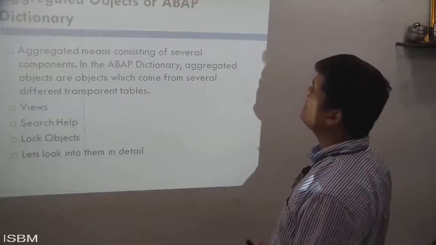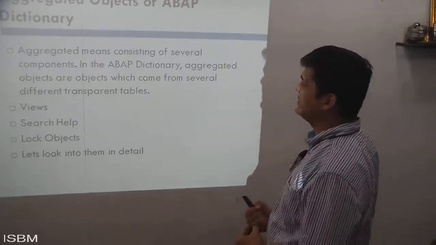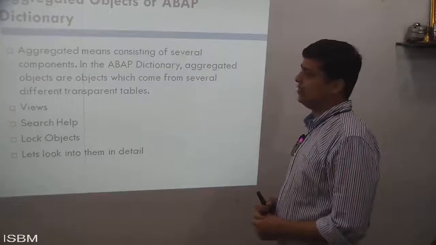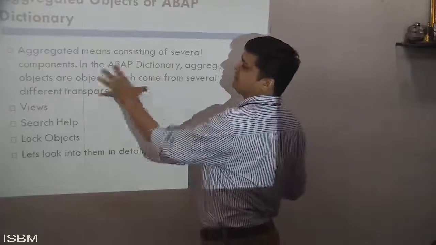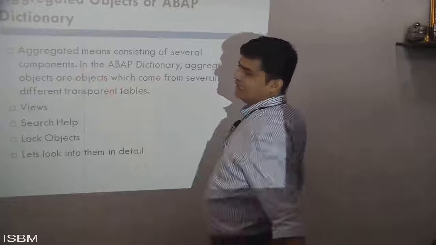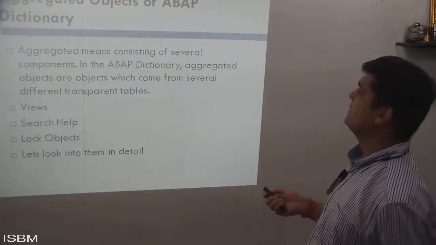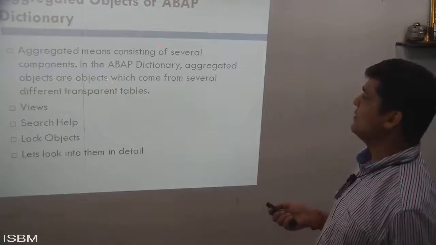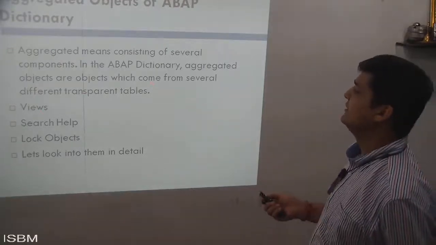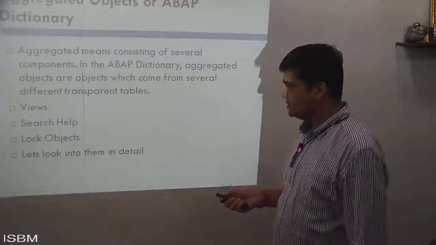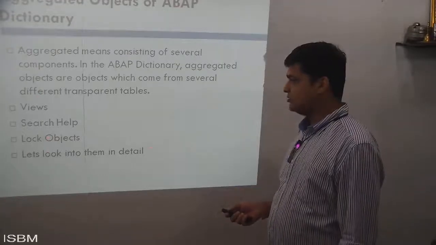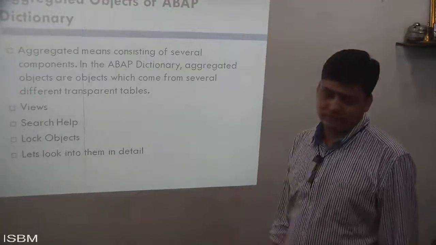So, aggregated objects of the ABAP dictionary. Aggregated means consisting of several components. In the ABAP dictionary, aggregated objects are objects which come from several different transparent tables, just like views, search help, and lock objects. Let's look at them in detail.